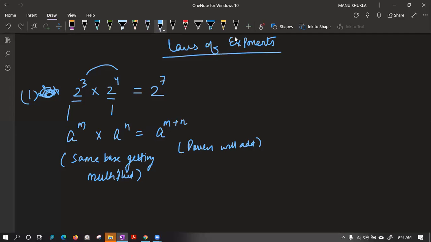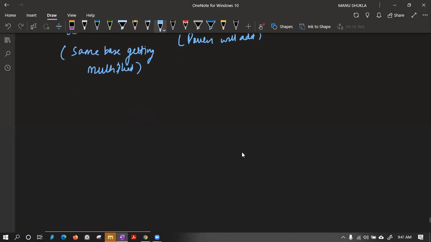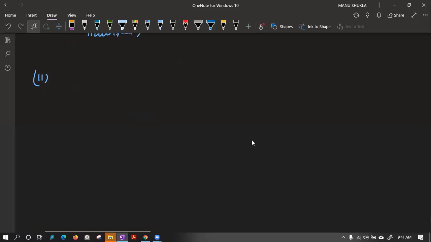So now let me give you the next formula. The next formula is of division. I think you don't know the formula, but still let me help you with this one. Suppose we have the same example, class. Please help me with this one. We had the same example, 2 power 4 upon 2 power 3. What answer will we get? Please tell.